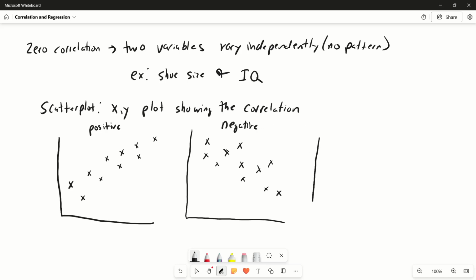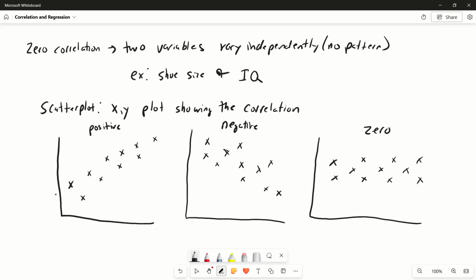And then if you were to plot the zero correlation, it looks something like this. Obviously, these are just examples. There is no relationship between X and Y here. If you were to draw a line that best fits these points, the line would be horizontal, and the slope of a horizontal line is always zero. So this is a zero correlation.